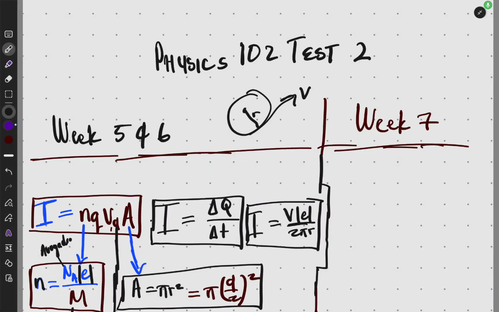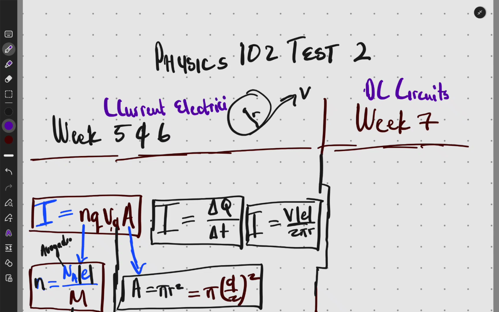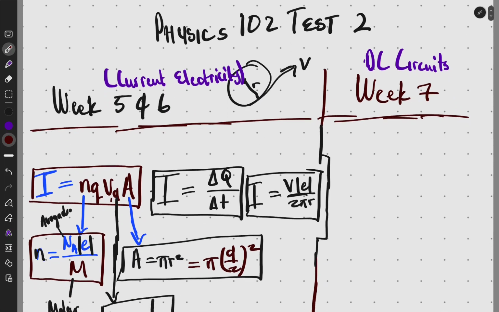Let's go to week 7 where we now deal with DC circuits. Okay, week 7 is now on DC circuits, and week 5 or 6 was just current electricity, it's just electricity which is flowing. Now we're doing week 7. Let's see how it goes.